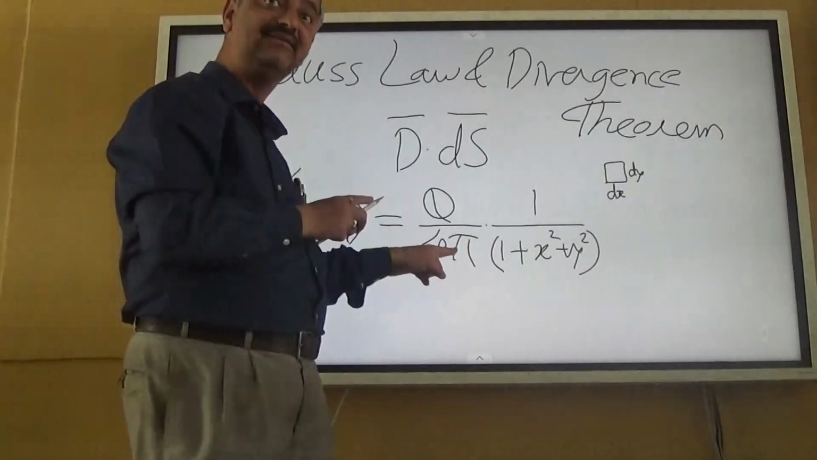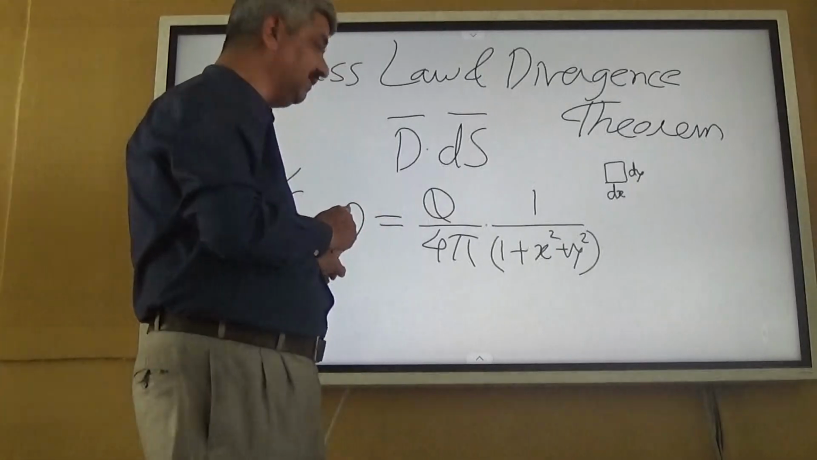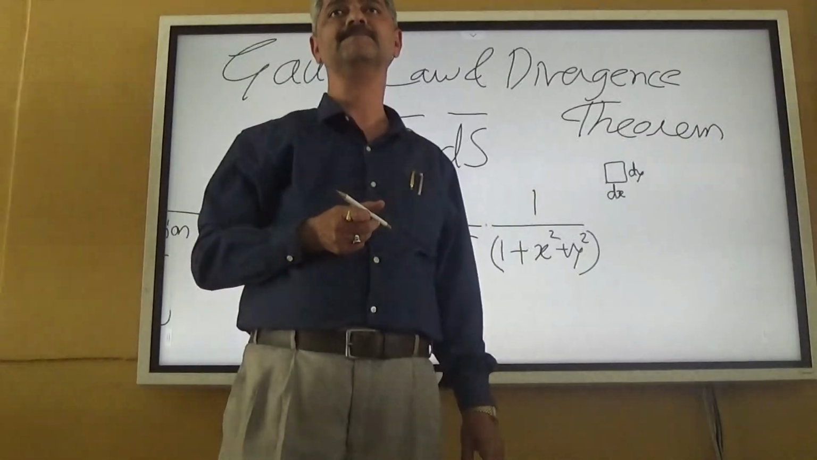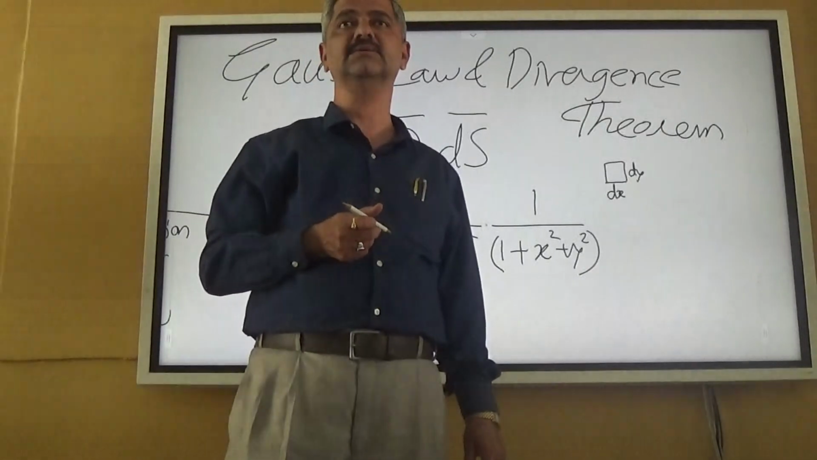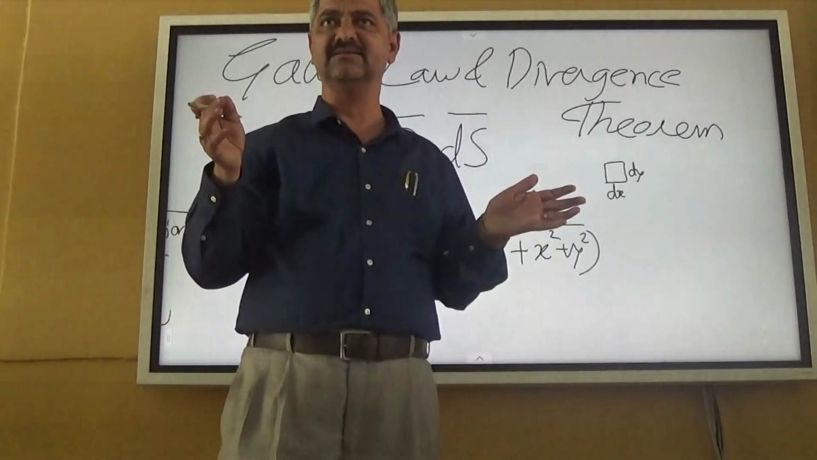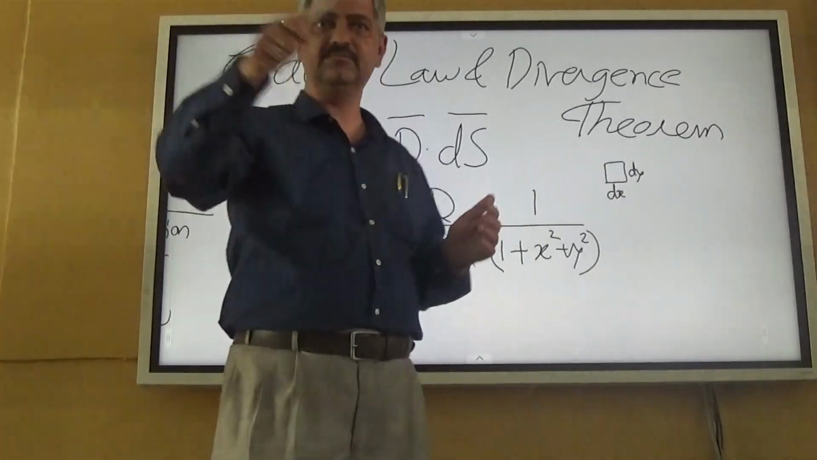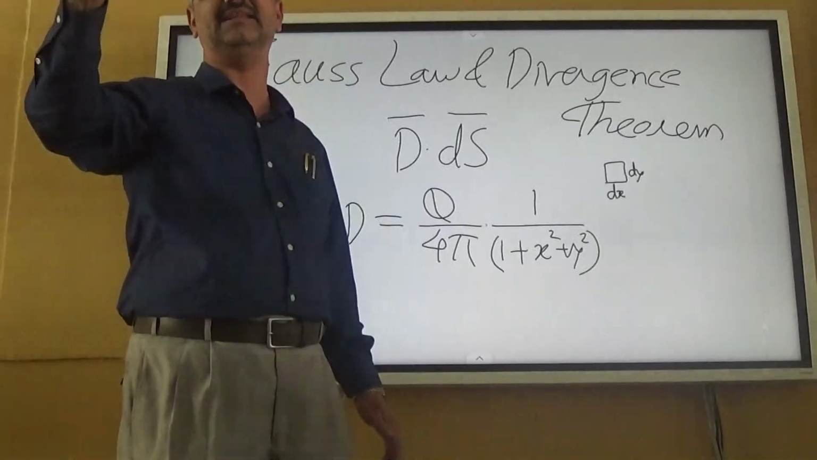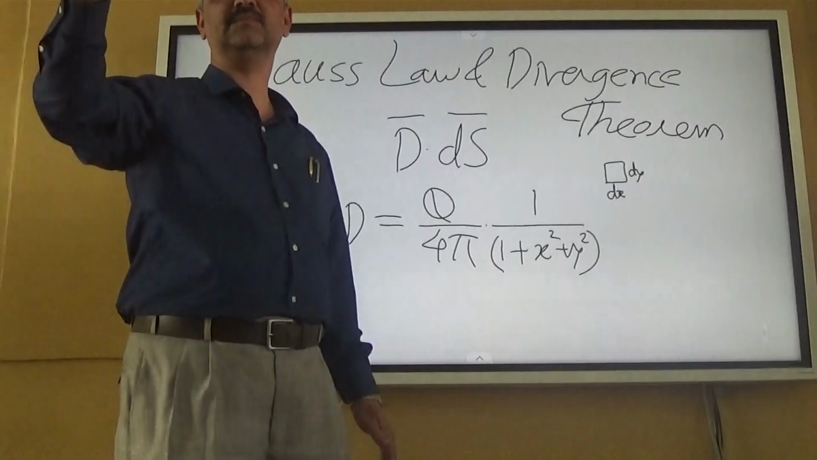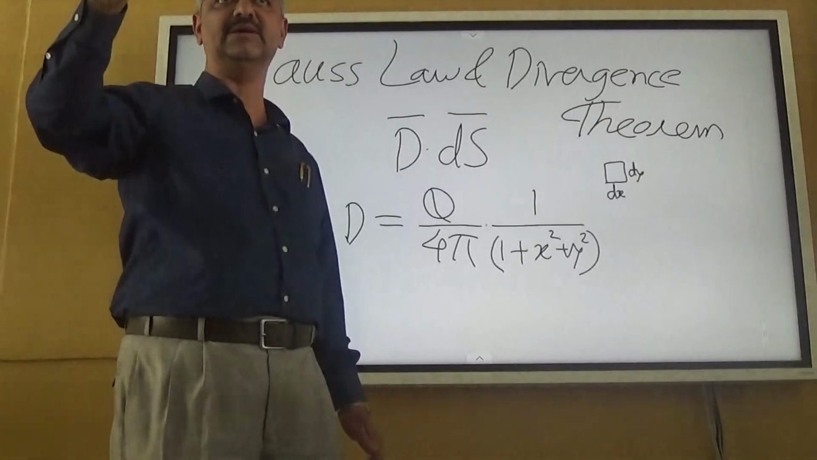What is the direction? This is the electric flux density magnitude. What will be the direction? Not outward. Outward is not a complete answer. Exact direction. What would be the unit vector representing that direction?